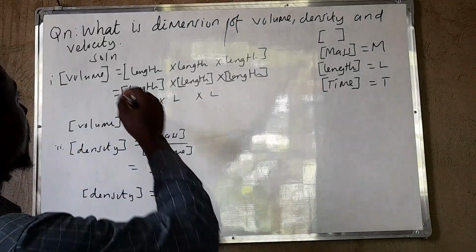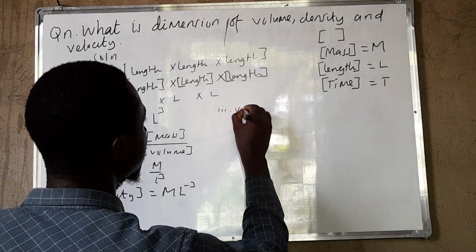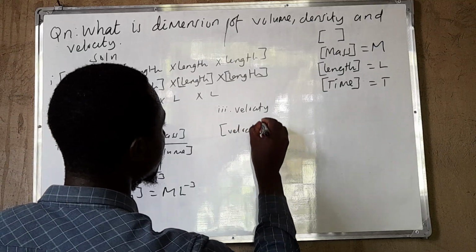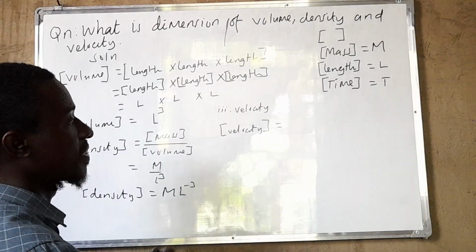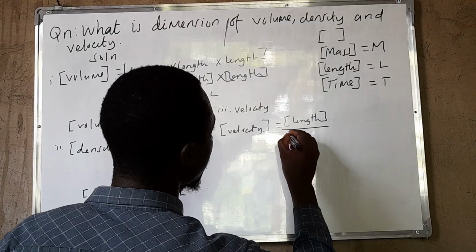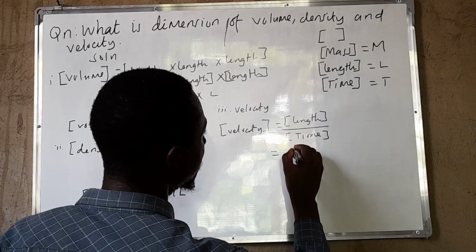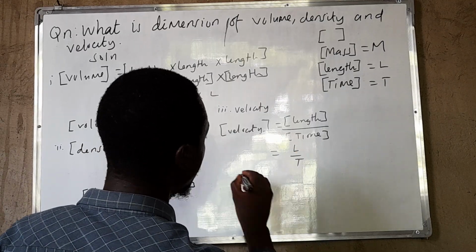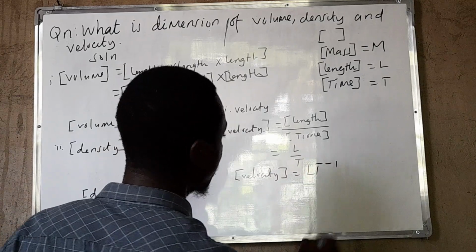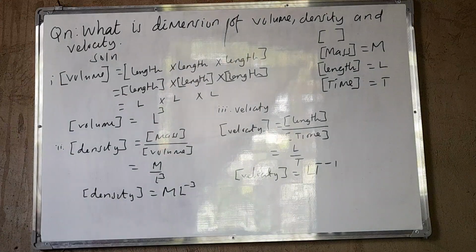And the other one is the dimension of velocity. Number 3, velocity. We know velocity is equal to length over time. So it will be dimension of length over dimension of time. The dimension of length is L, and the dimension of time is T. Now the dimension of velocity is equal to L T to the exponent -1. So it's very important to understand the basic concept.